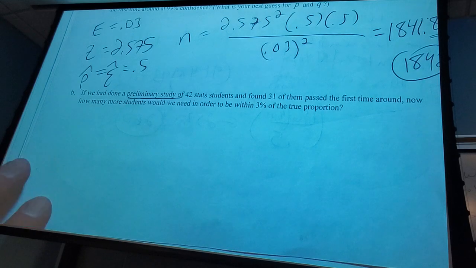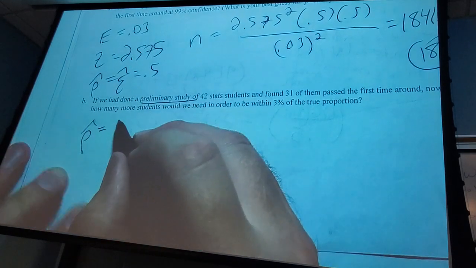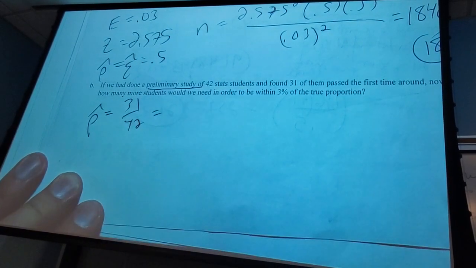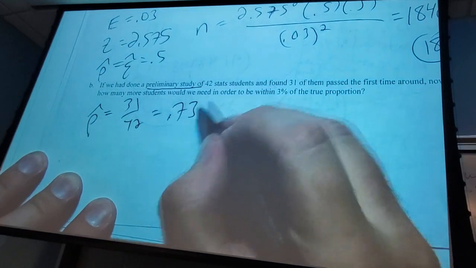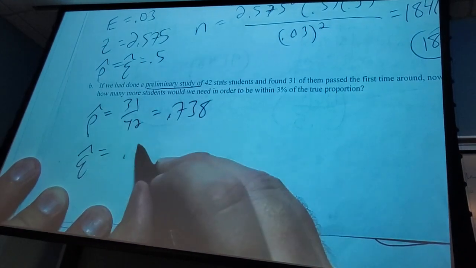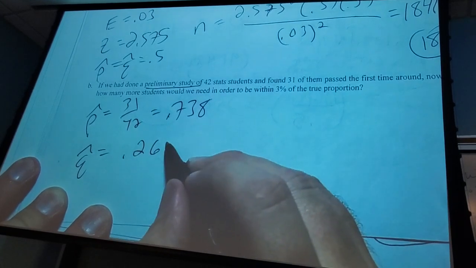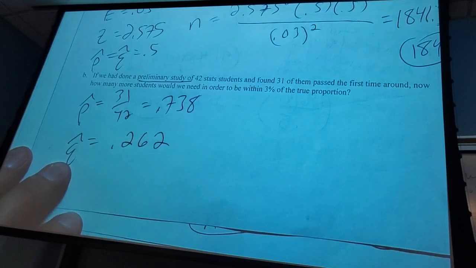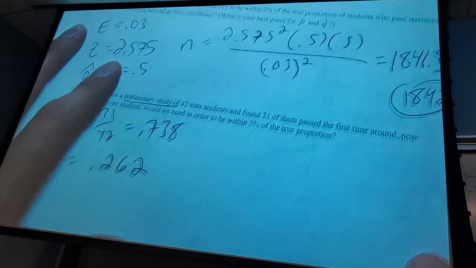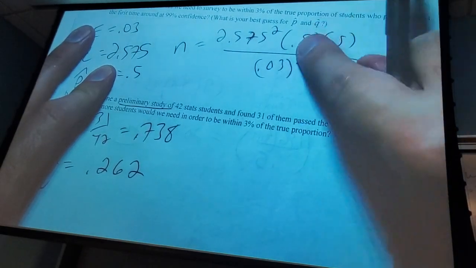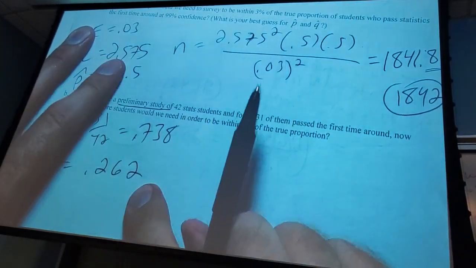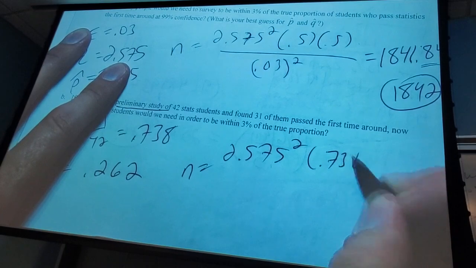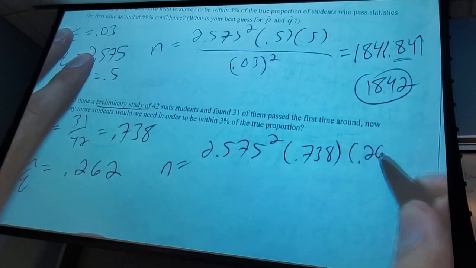do you now know what p-hat is? How do you calculate it? 31 out of 42? .738. So what's q-hat? 1 minus that. Or .262? I like it. Again, it's got to be at least 3 places, so you can go 4 places. That's good. Now I'm going to do the same formula, except now I don't have to assume 50-50. I know what p-hat and q-hat are. So now it's going to be the exact same stuff, except this is going to be .738 and .262.